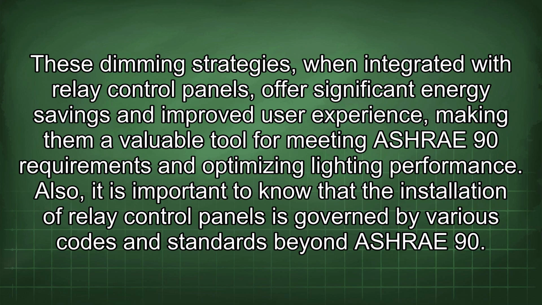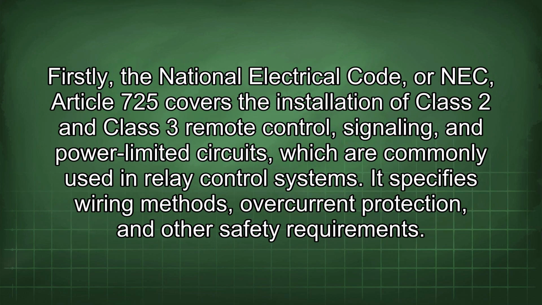Also, it is important to note that the installation of relay control panels is governed by various codes and standards beyond ASHRAE 90. Firstly, the National Electrical Code, NEC, Article 725 covers the installation of Class 2 and Class 3 remote control, signaling, and power-limited circuits, which are commonly used in relay control systems. It specifies wiring methods, overcurrent protection, and other safety requirements.